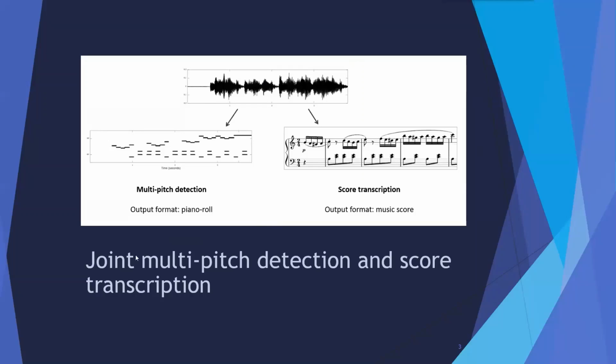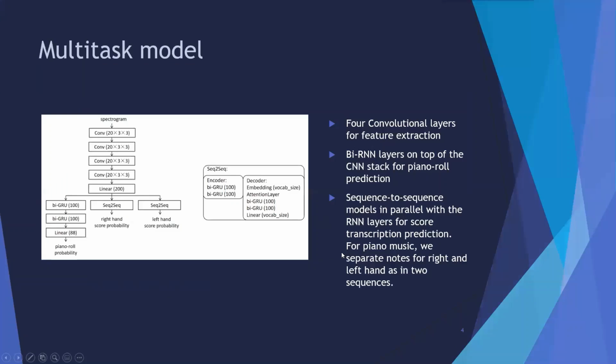And in this work, I'm doing joint multi-pitch detection and score transcription in a multitask format. And here is the multitask model. It has one model input in the audio spectrogram format and 3 outputs: 1 piano roll, 1 right-hand symbolic score, and 1 left-hand symbolic score.